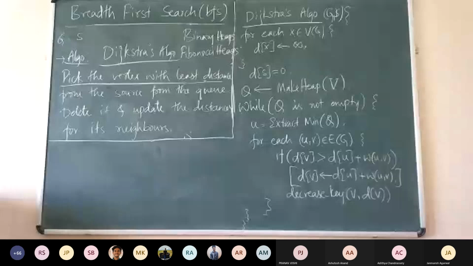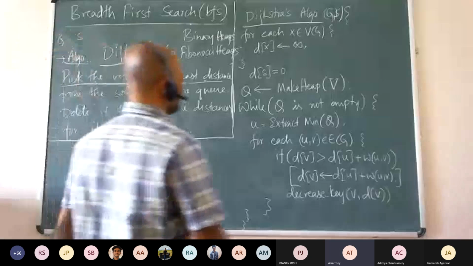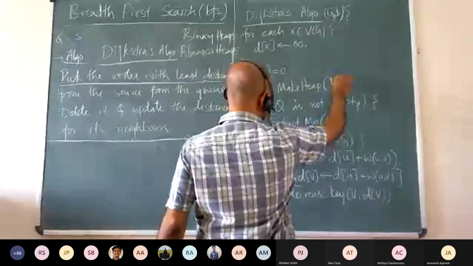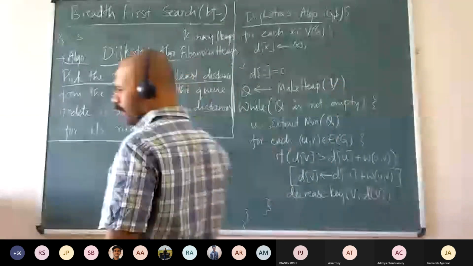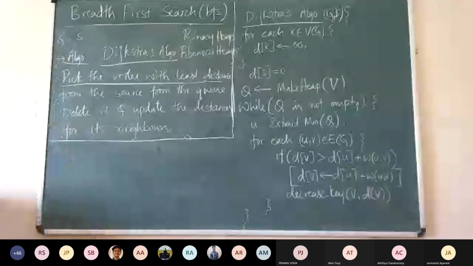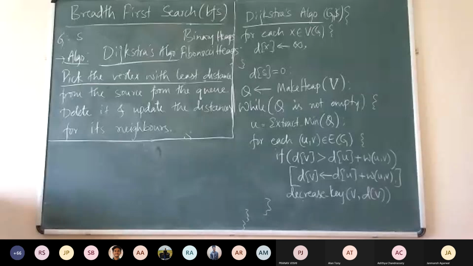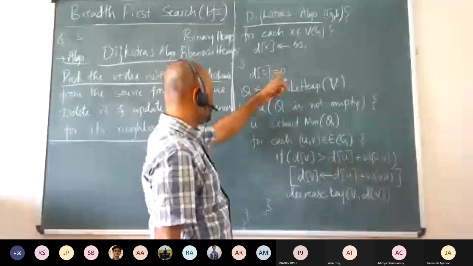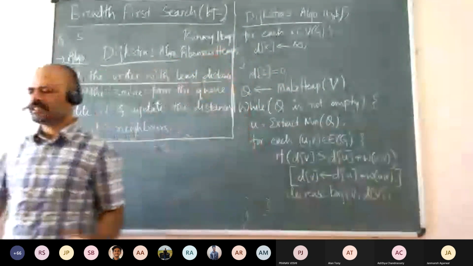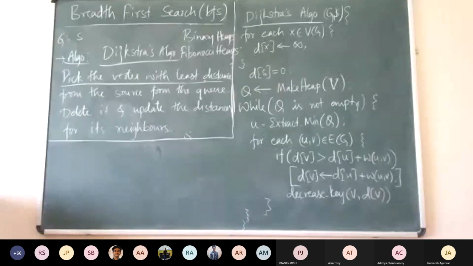What are you doing in the fourth line? Q is assigned make heap of V. Basically, Q is the heap we are creating. When you are trying to make the heap, you need elements, right? The elements are the vertices, and it is ordered according to its value. As of now, only the source has value 0, and everything else has value infinity.